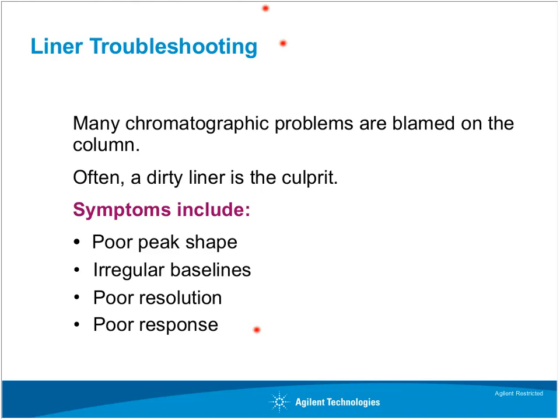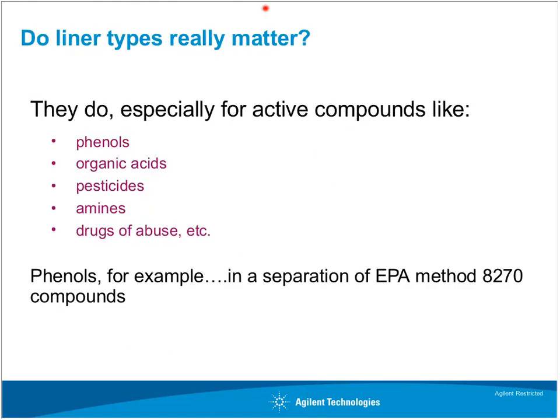Again, with that, a lot of the dirt that's in the liner is also getting on the head of the column. So you want to make sure that when you change a liner, typically you're going to trim the front end of the column. And don't only trim it 2 inches, trim it a foot, 2 feet, depending on your analysis, maybe even longer.